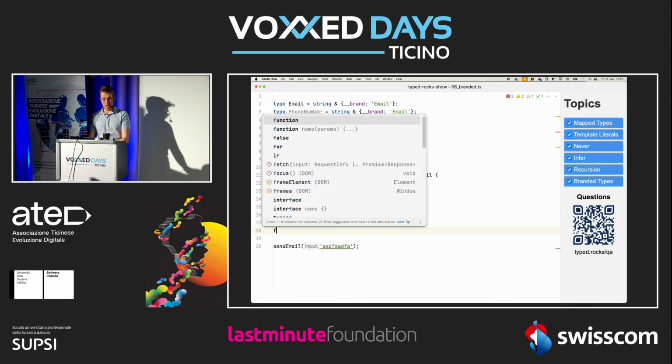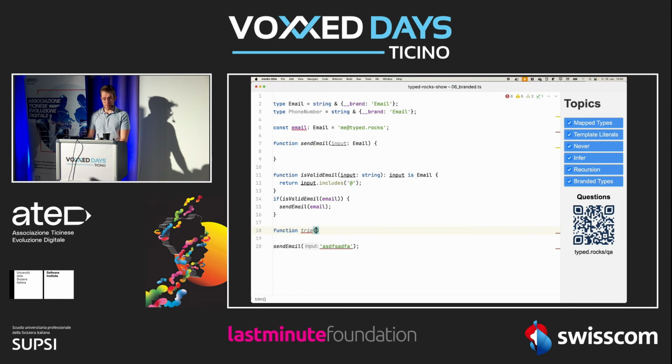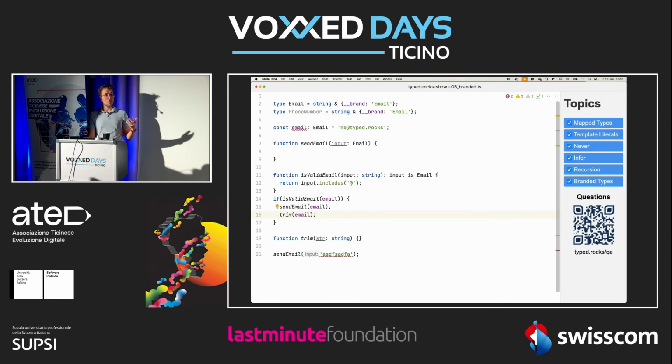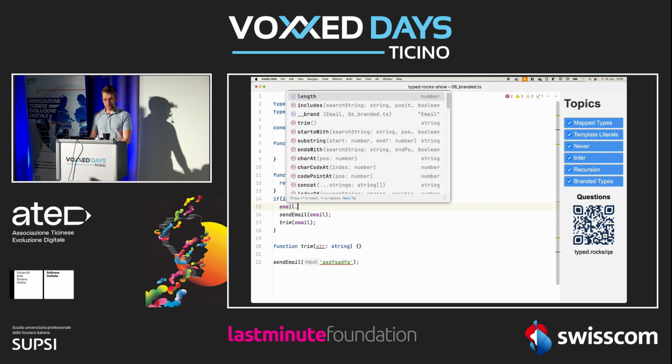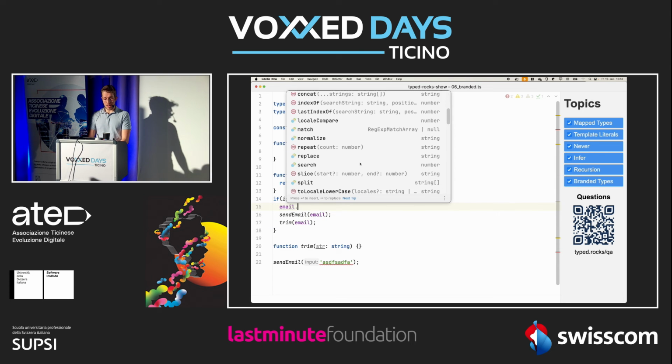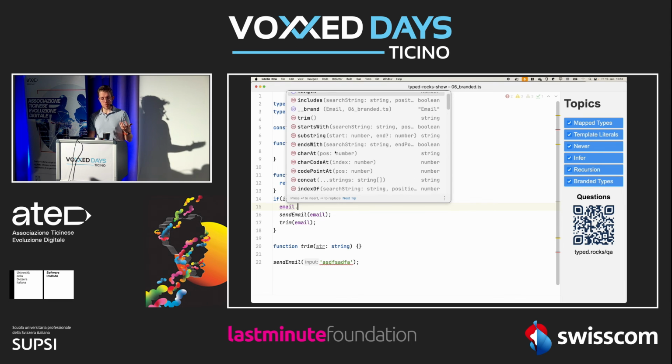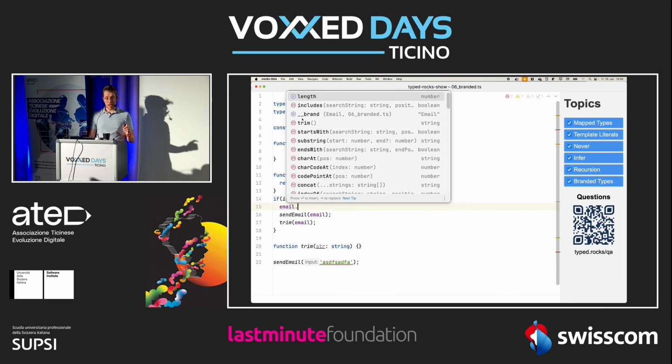What does this mean? If I have a function which takes a string like this, I can just call trim with my email because it's still a normal string. It's not like a wrapped object which you always have to unwrap and access its properties. Because as you can see here, if I check the email, it has all the properties from the string still, of course, because it is just a string. The only difference is in TypeScript you will have this brand property where you see which type it is.